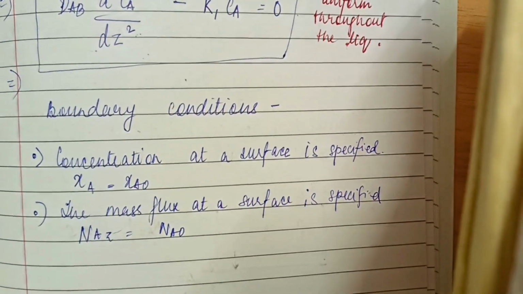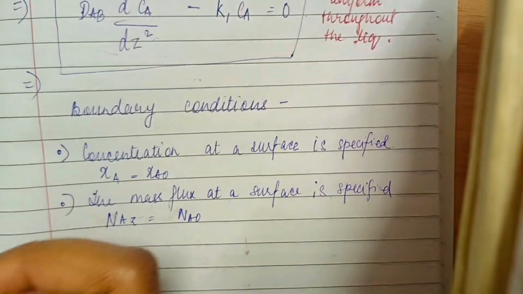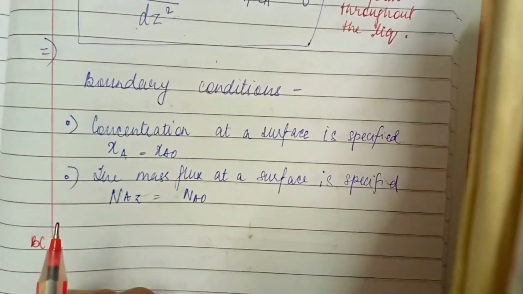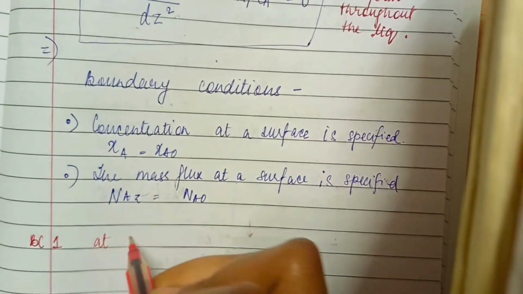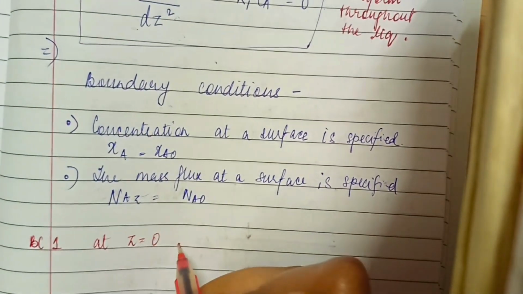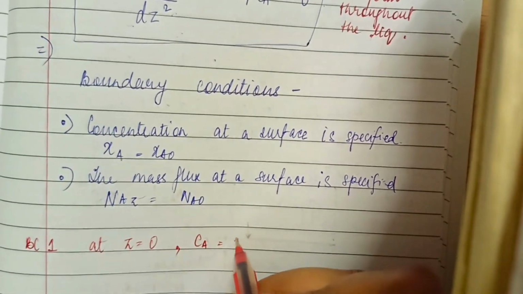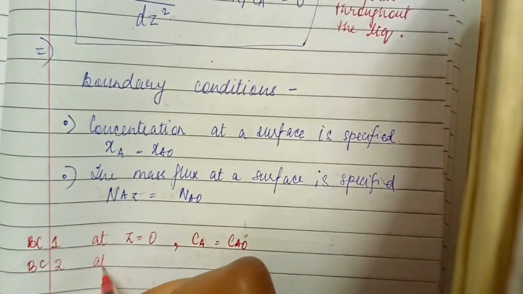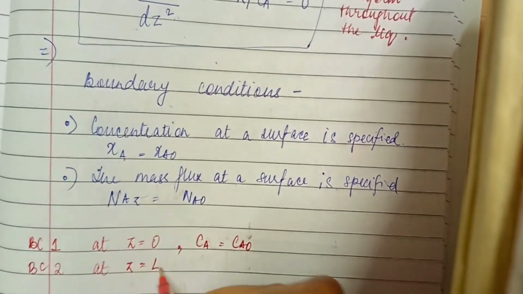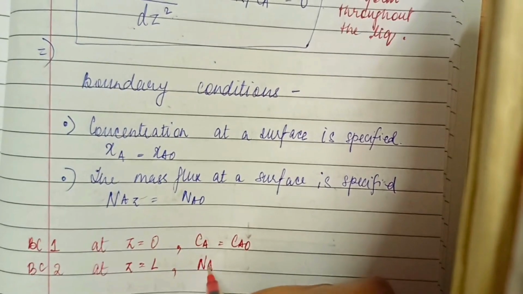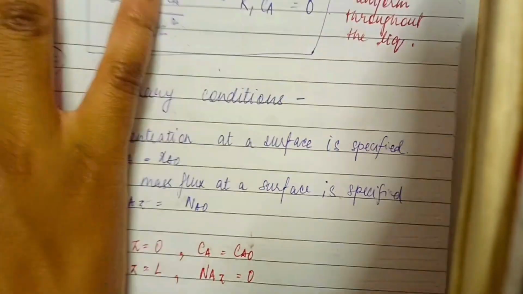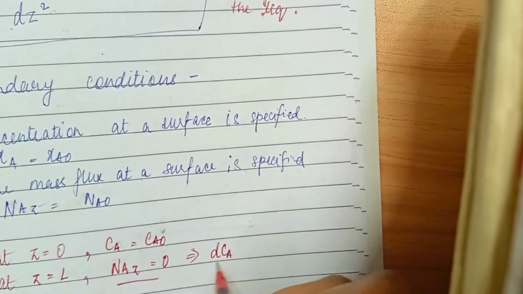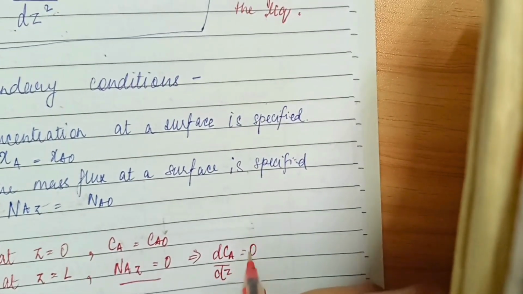So we now write the boundary conditions. Boundary condition 1: at Z is equal to 0, CA is equal to CA naught. Boundary condition 2: at Z is equal to L, NAZ is equal to 0. This boundary condition happens because dCA by dZ is equal to 0.